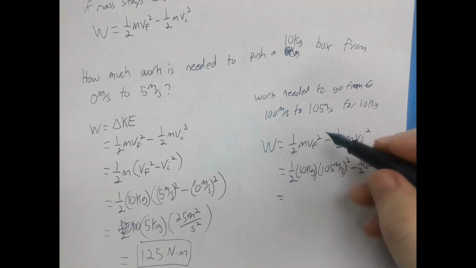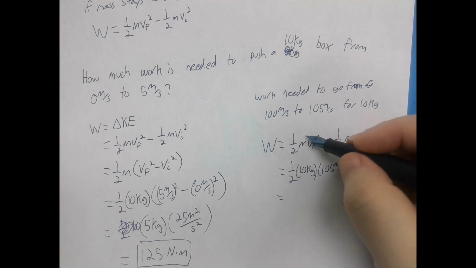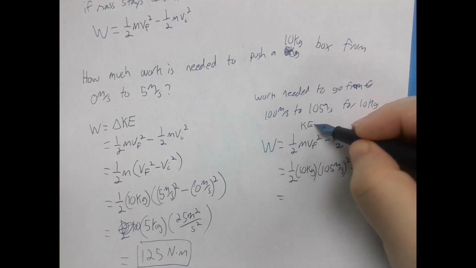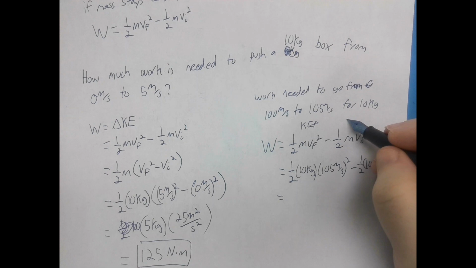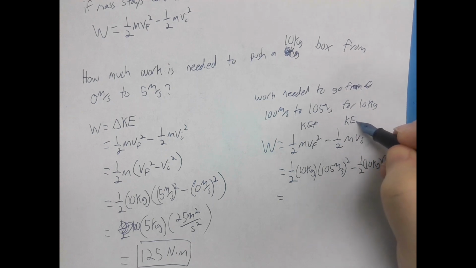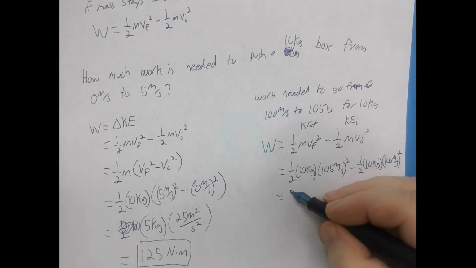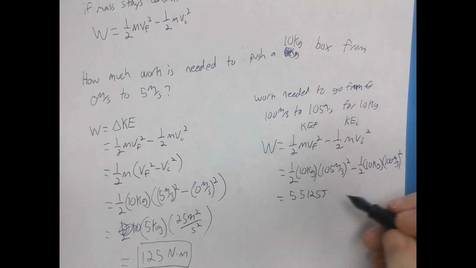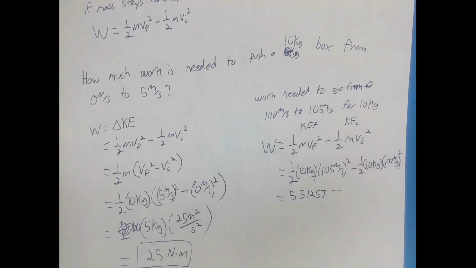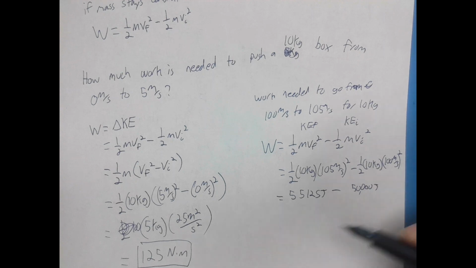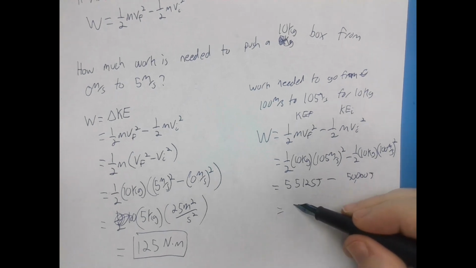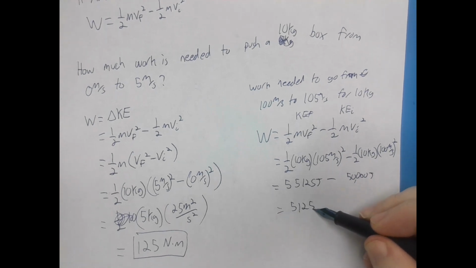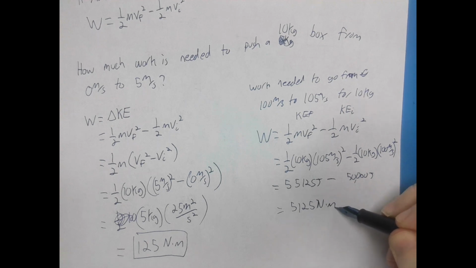So this represents the final kinetic energy, and this is the initial kinetic energy. So the final kinetic energy was 55,125 joules minus the initial kinetic energy, which is 50,000. So we get 5,125 Newton meters of work needed.